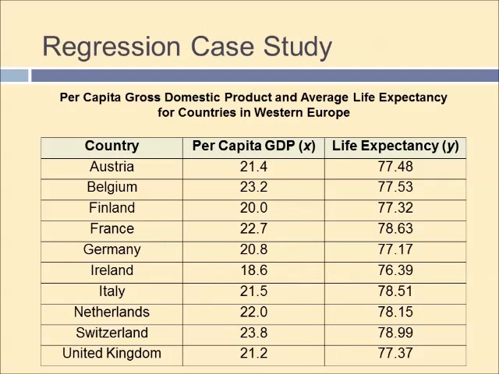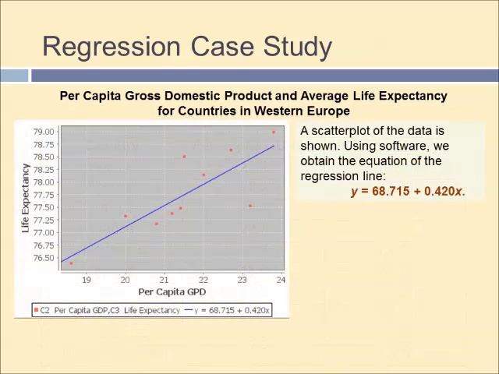Okay, let's look at a case study here. Suppose we have the per capita gross domestic product and average life expectancies for some countries in Western Europe. Is there a relationship between these? Is it linear? And what's the strength of the relationship? So first we do a scatter plot of the data. And then using computer software like StatCado or Excel, we can obtain the equation of the regression line.